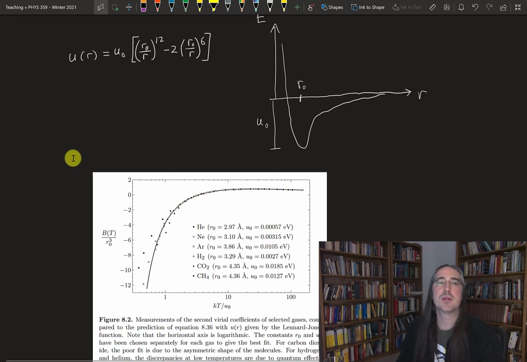So this is showing you that calculating the first virial coefficient is actually capturing quite a lot of the physics that interactions bring to the table, right? Helium, neon, argon, these are noble gases. They maybe don't interact super strongly, but carbon dioxide, methane, these have substantial interactions. And the virial expansion is really hitting the behavior correctly.